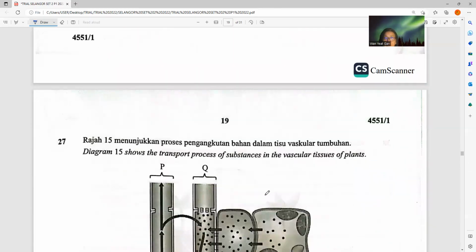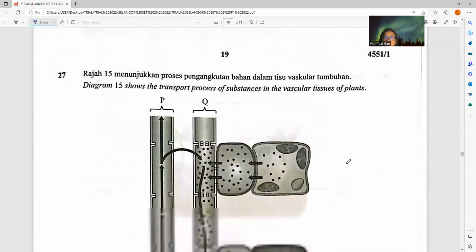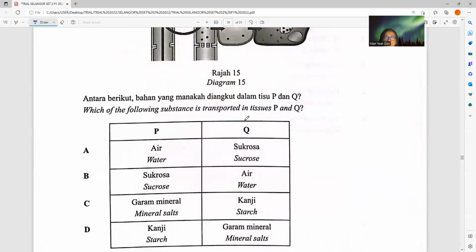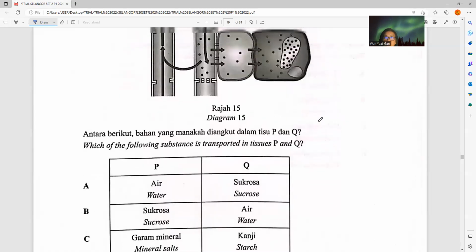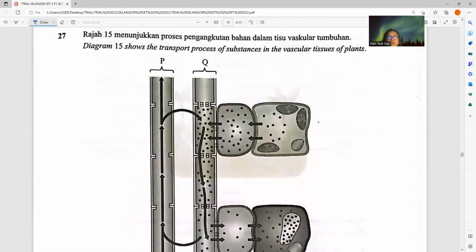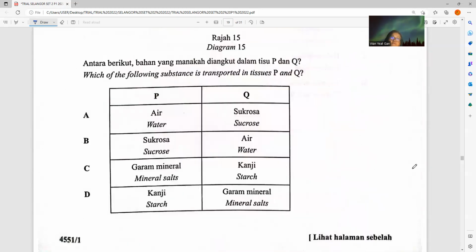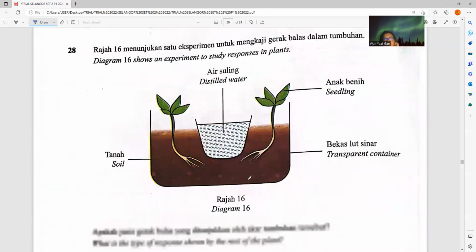27. Diagram shows the transport of substances in the vascular tissue of a plant. Which of the following structures transports the substance in tissues P and Q? So P is xylem vessel, and Q is sieve tube. So xylem transports water, while sieve tube transports sucrose. Okay, 28.